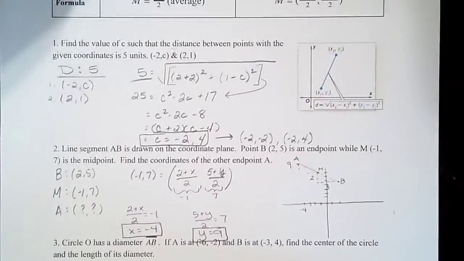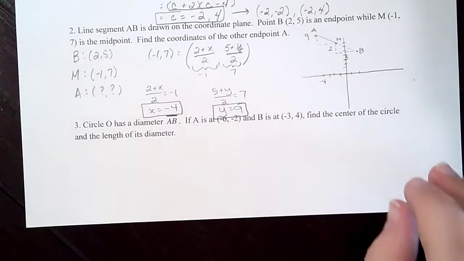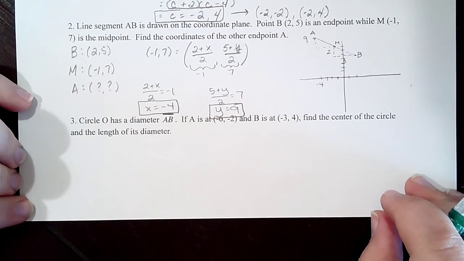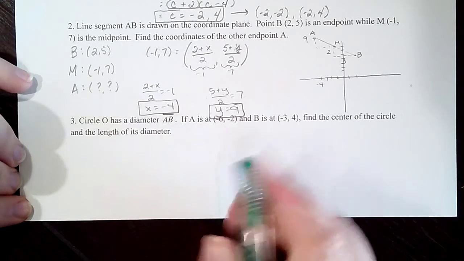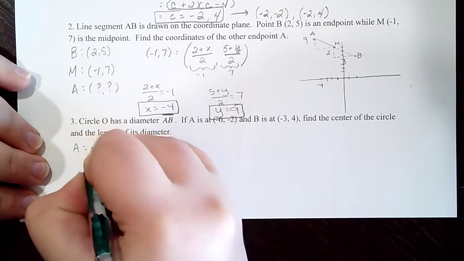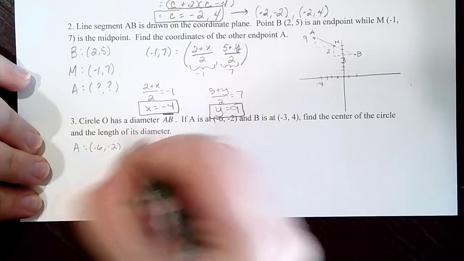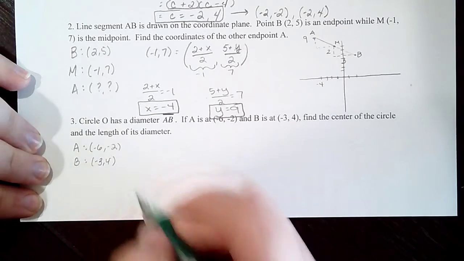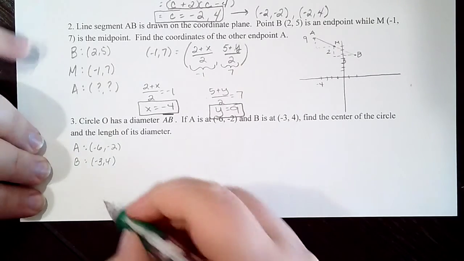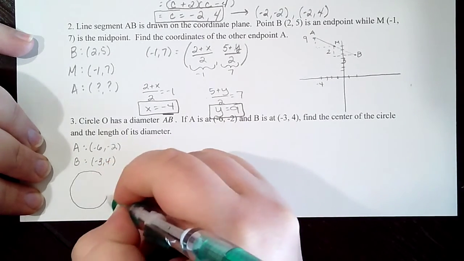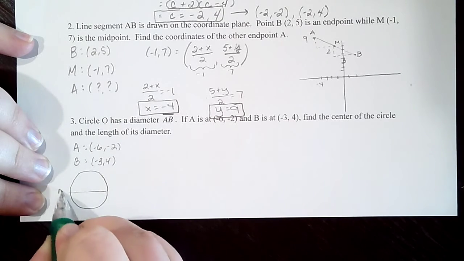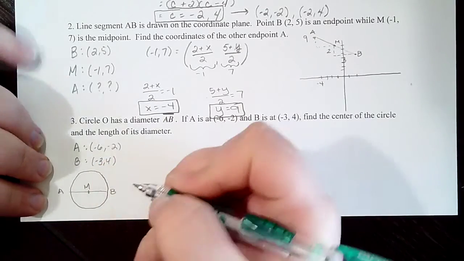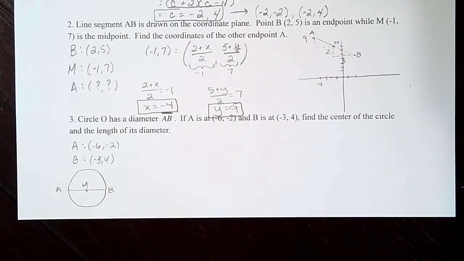All right, last one has 2 parts, so stay with me through all of it. It says circle O has a diameter AB. If A is at -6, 2, and I'm just going to write this down while I'm at it, and B is at -3, 4. Find the center of the circle and the length of its diameter. Well, if we're just looking at a basic circle and we know that AB is on either side, it makes sense that the center of the circle has to be the midpoint. So obviously right there, we're going to be using the midpoint formula.